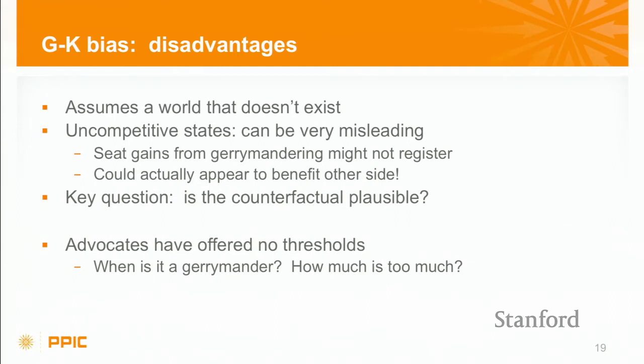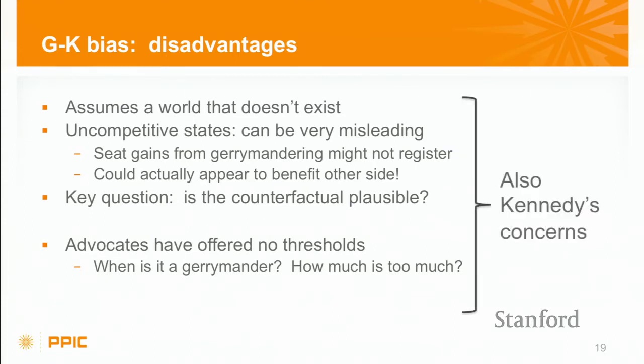The other potential problem with Gelman-King bias from the perspective of the courts is that the advocates for it have not offered any thresholds for saying, okay, above this point, it's a gerrymander, and below that point, it's not. How much is too much, right? This is not, in my view, an actual problem with the measure. It's a problem with the advocates of the measure, because you could conceivably offer such thresholds. They just haven't done it.